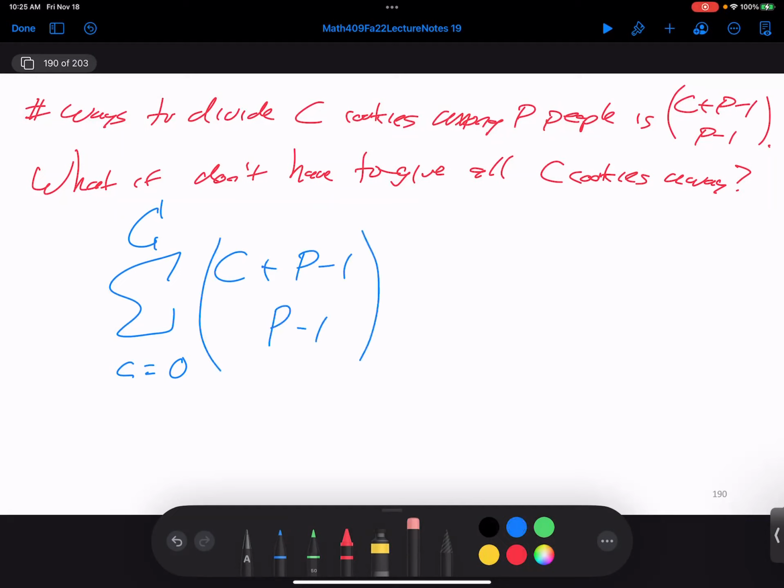And actually, let me just make it clear that this is a little c. So does everyone agree that this is the number of ways to divide up to big C cookies among P people? So this is a binomial sum where both the top and the bottom are changing. Does anybody know how to evaluate this binomial sum?